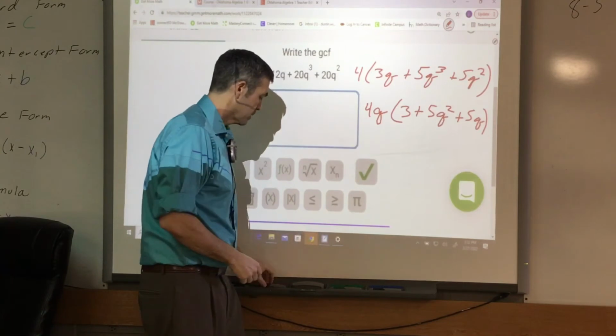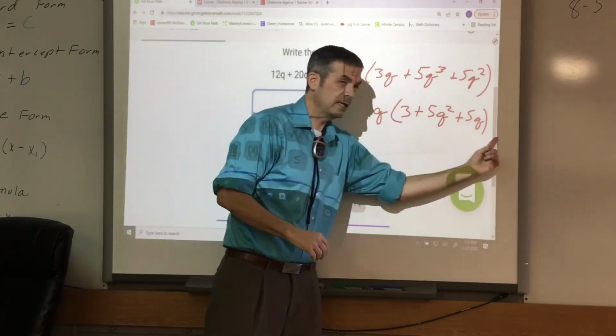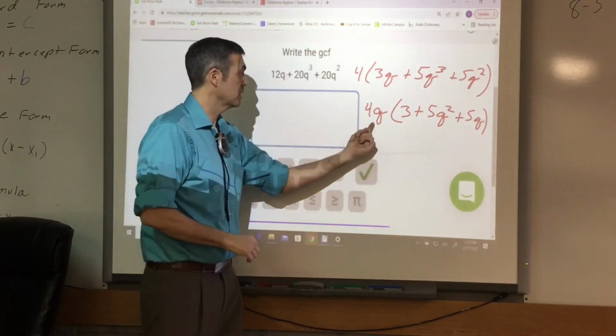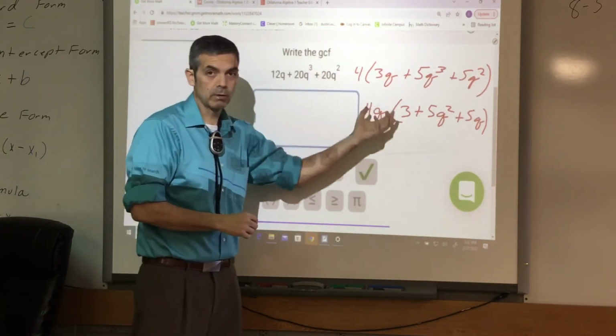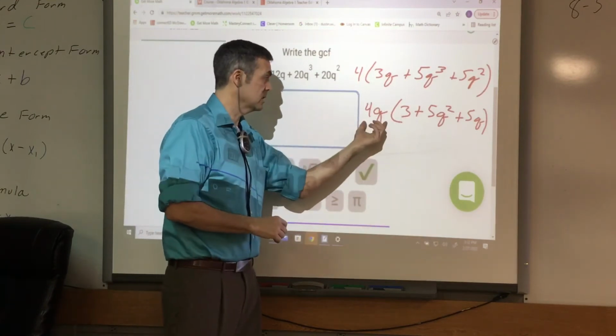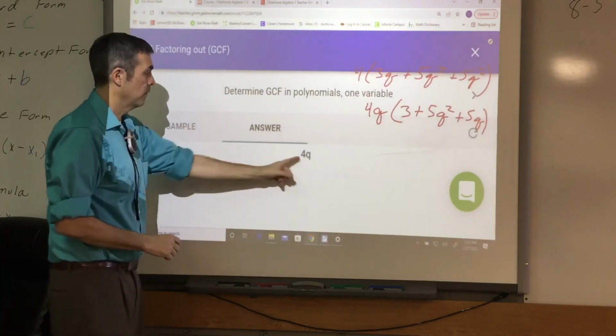Now, depending on how they ask this, will depend on if you give them all of this, or if you're just going to give them the greatest common factor. Now here they ask for just the greatest common factor. So this is the part that you're going to want, right? 4q.